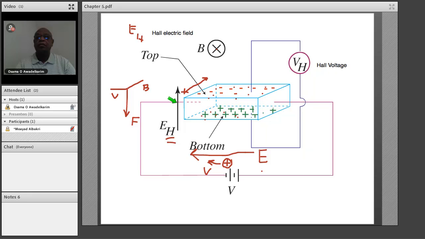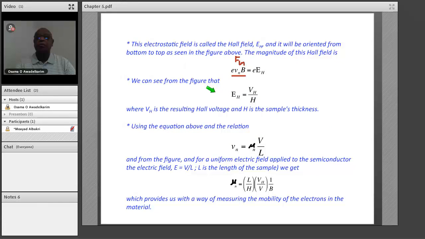So what I'm implying here is that there will come a time when you get equilibrium. No more electrons are able to go to the top surface because of this electric field. This electric field should produce an opposing force exactly opposing the Lorentz force, or the magnetic force, which is trying to push the electrons to the top. In equilibrium, they have to be equal. If you have a Hall electric field EH and electron charge E, then the force on the electron from this Hall field is EEH. And this force would have to be exactly equal to the Lorentz force so that we get equilibrium.